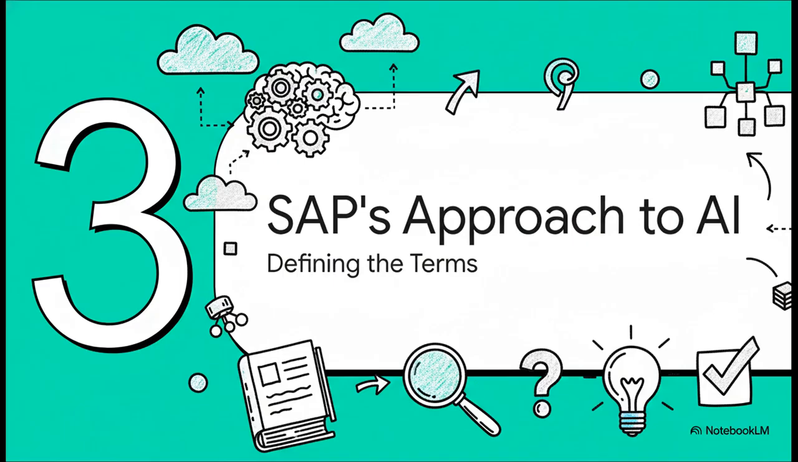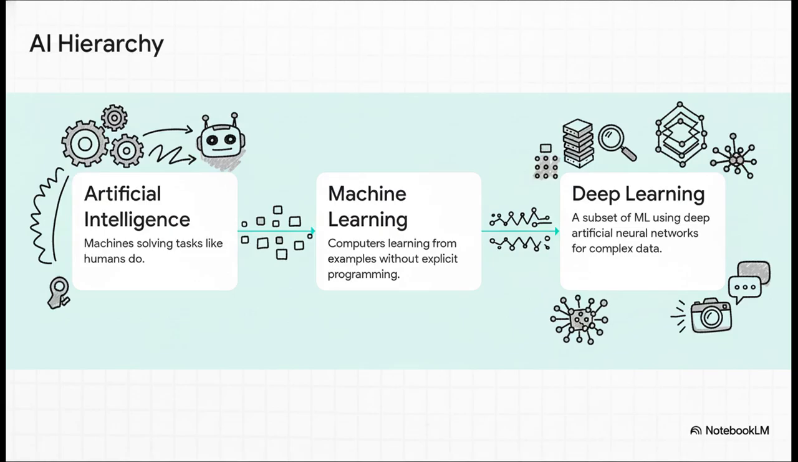Okay, time to zoom in on that 5th pillar. Now, to make sure we're all on the same page, let's just quickly define the key terms that SAP uses. This just helps us be super clear about what we mean when we throw around a word like AI. This lays it out perfectly. So at the very top, you have the big umbrella concept, artificial intelligence, basically making machines solve tasks like we do. Then a piece of that puzzle is machine learning, which is where computers learn from data instead of someone having to program every single rule. And then an even more specialized part of that is deep learning, which uses these super complex neural networks for tricky stuff like understanding images or human language.